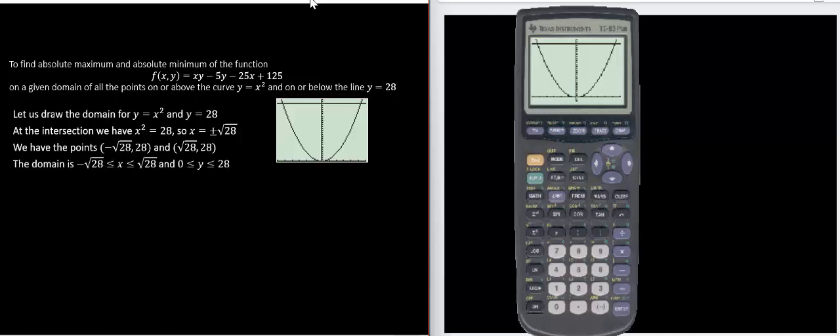All right. So next, we can see what happens to my domain now. We can see my x is in this case between negative square root of 28 to square root of 28, and the y value you can see from the graph goes from 0 to 28. The boundary points are inclusive.